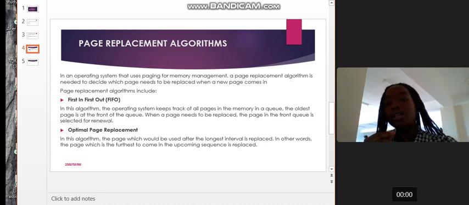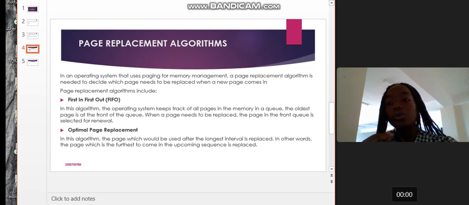So let's look at page replacement algorithms. In an operating system that uses paging for memory management, a page replacement algorithm is needed to decide which page needs to be replaced when a new page comes in. Each operating system has its own page replacement algorithms.